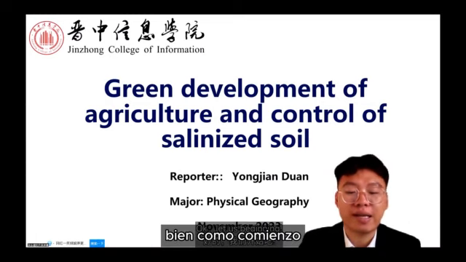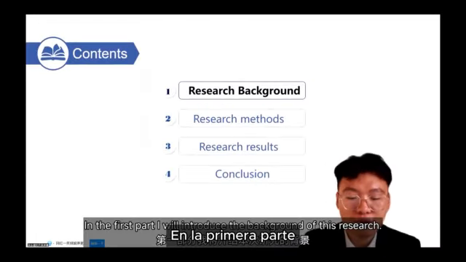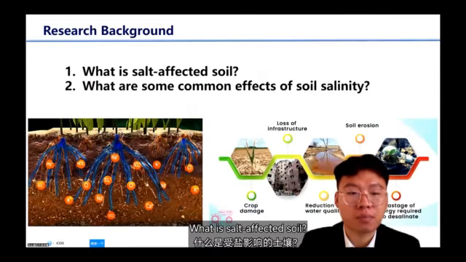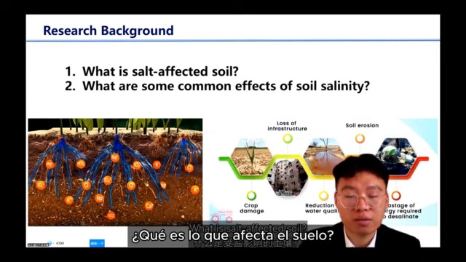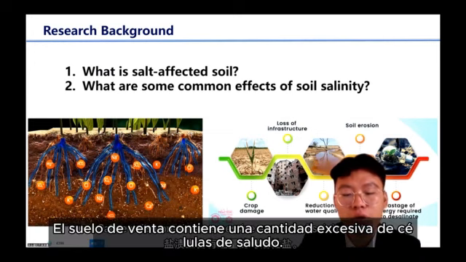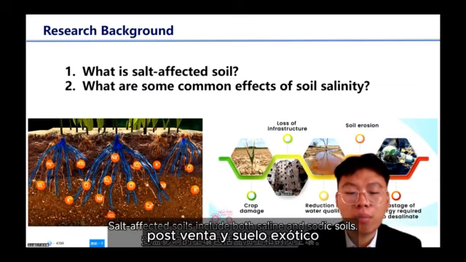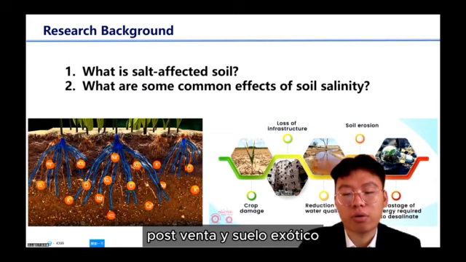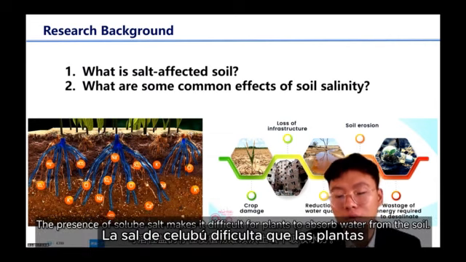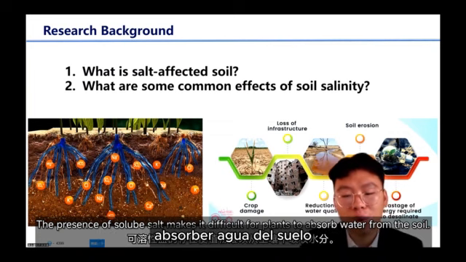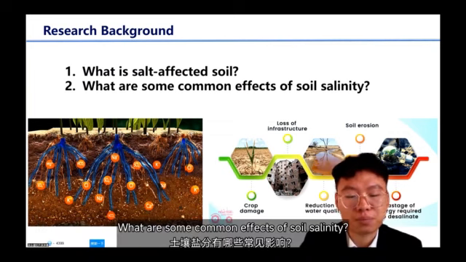Okay, let's begin. In the first part, I will introduce the background of this research. What is salt affected soil? Saline soil contains an excessive amount of soluble salts. Salt affected soil includes both saline and sodic soil. The presence of soluble salt makes it difficult for plants to absorb water from the soil.